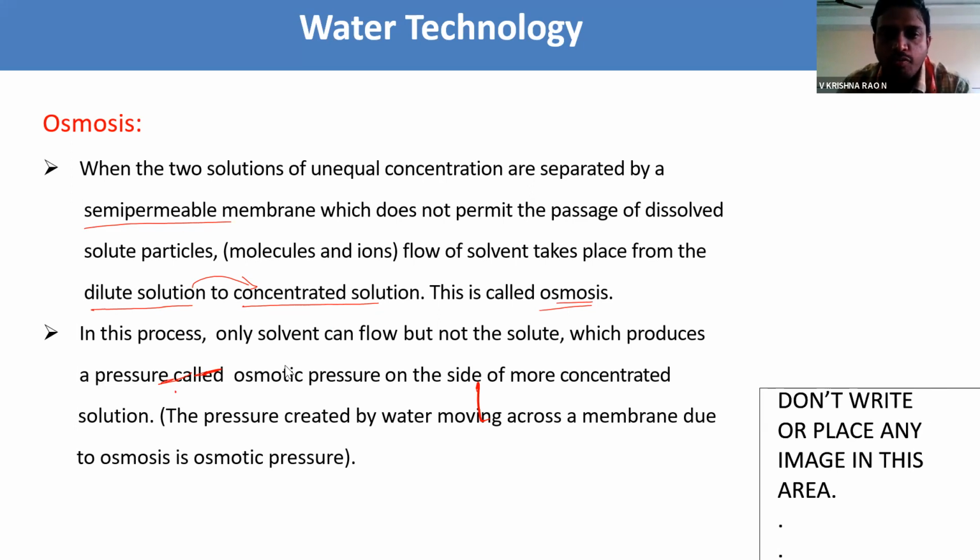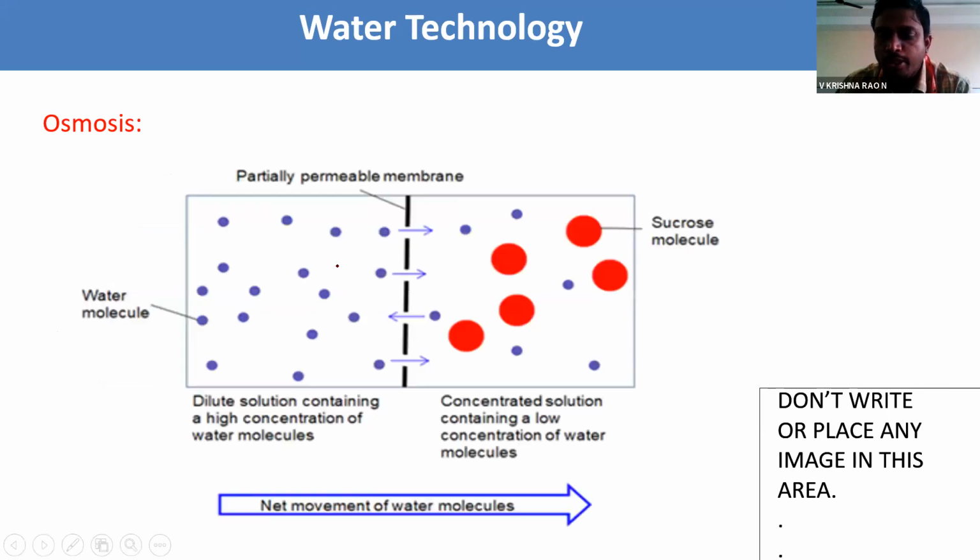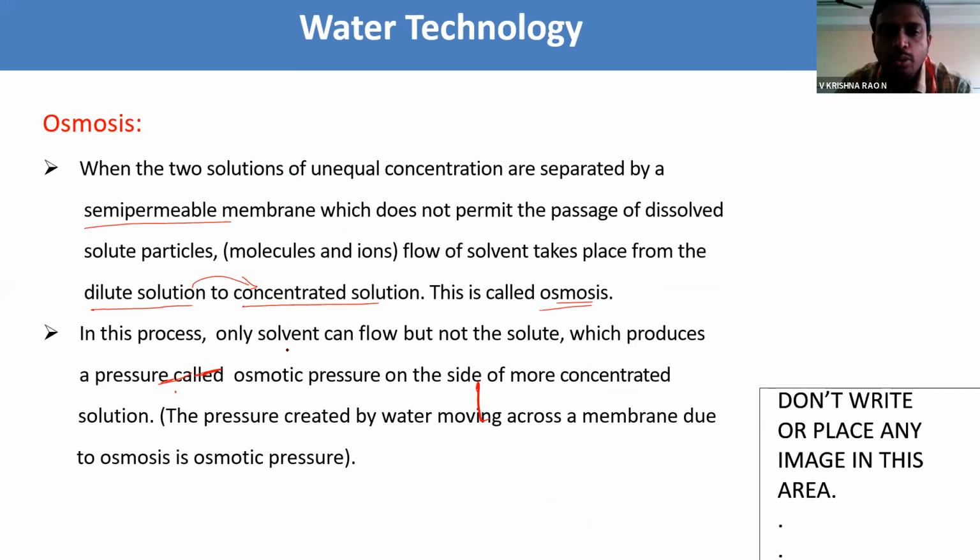Here, only the solvent can flow but not solute. You see in the picture, the dilute solution contains a high concentration of water molecules. This is a semi-permeable membrane, made up of cellulose acetate. It helps in the movement of particles from one chamber to another chamber. In this process, only solvent can flow but not solute, which produces a pressure called osmotic pressure on the side of the more concentrated solution.